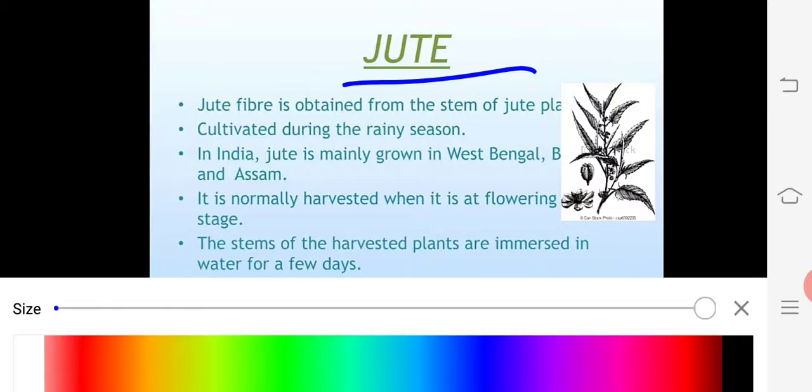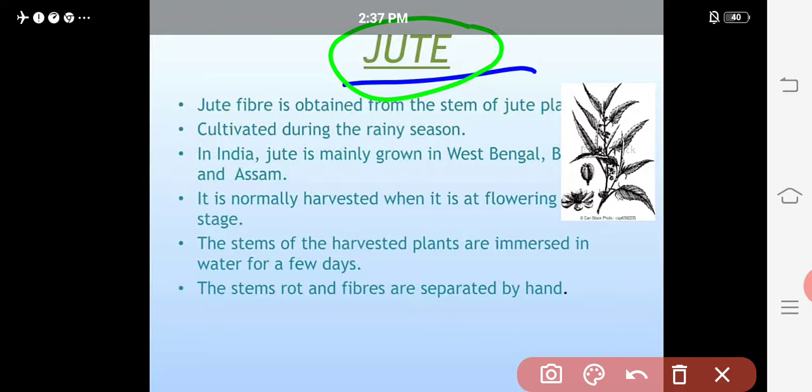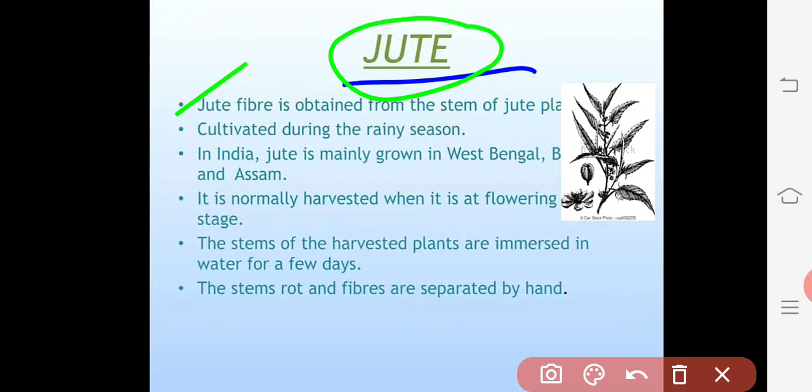Now you might be confused about where this jute comes from, so don't be. Whatever jute you get today actually comes from the jute plant, from the stem of the jute plant. From that jute plant you get the jute fiber. And which part of the jute plant? From the stem of the jute plant you get the jute fiber.